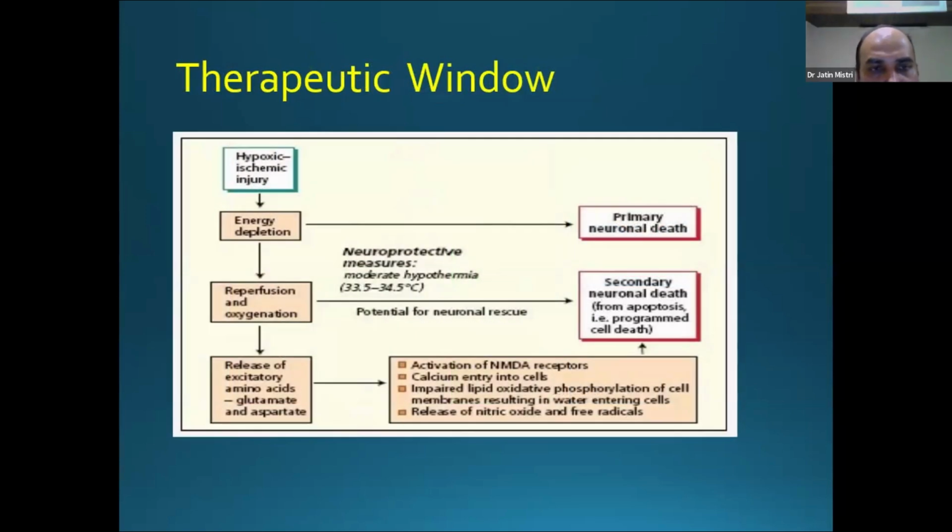So here is another way of presentation. There is hypoxic ischemic encephalopathy followed by energy depletion, which leads to primary neuronal death. The evidence suggests that if you induce moderate hypothermia, which is between 33 to 34 degrees centigrade, it will prevent secondary neuronal damage, and it will reduce apoptosis, the programmed cellular death.